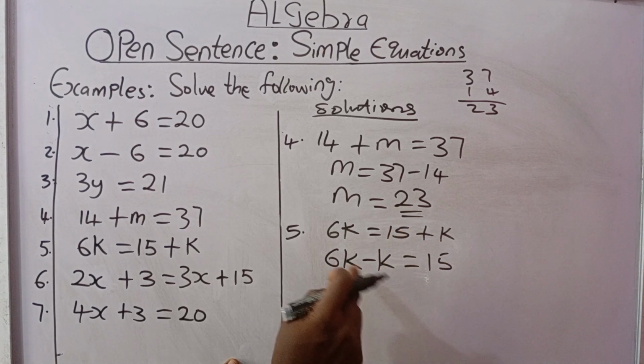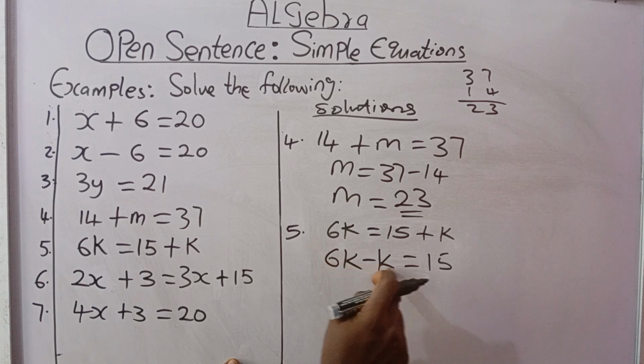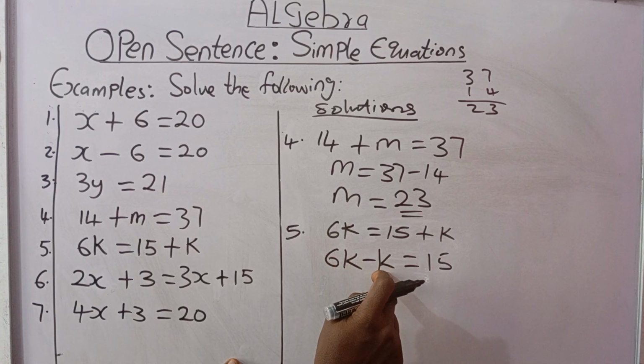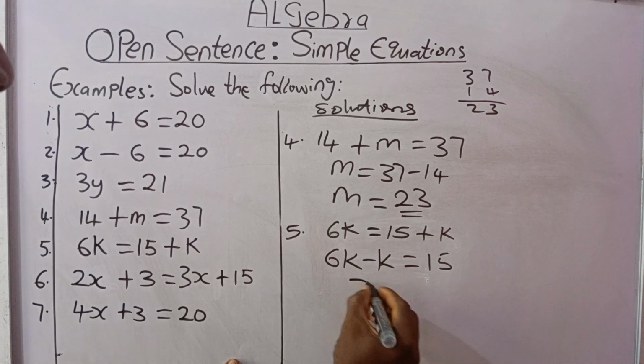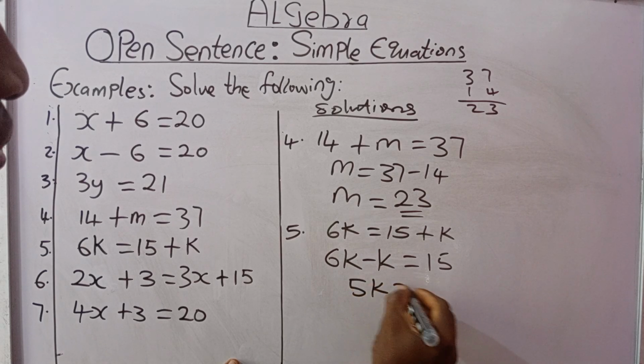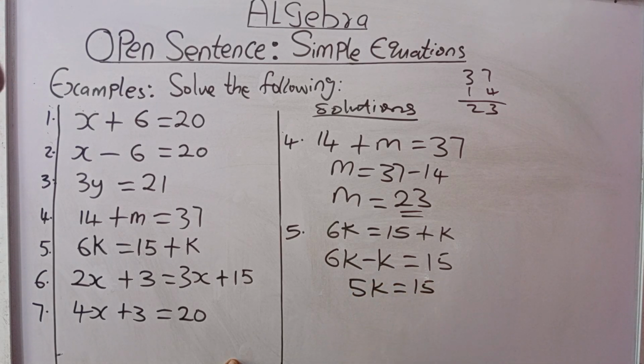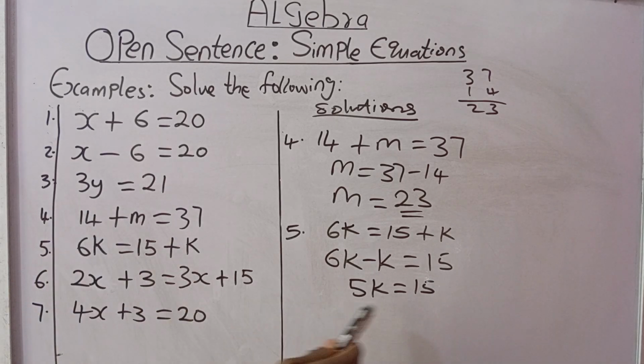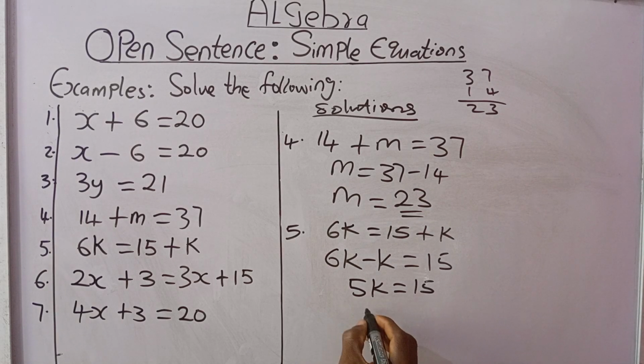What do we do next? We subtract this because they are like terms. They have the same alphabet. 6k minus 1k will give us what? 5k equal to 15. So what do we do next? Similar to what we did to number 3, we divide both sides by the coefficient of k. The coefficient of k is 5. So we use 5 to divide both sides.